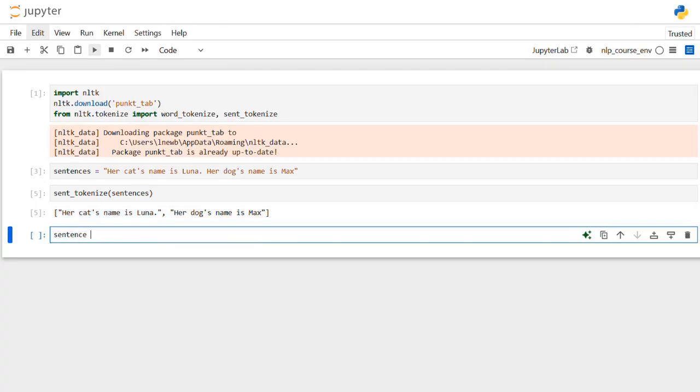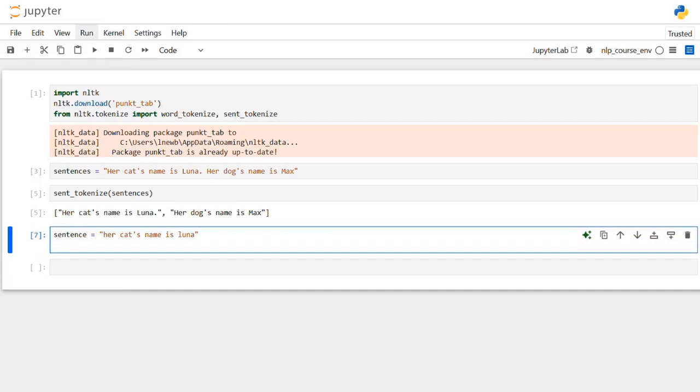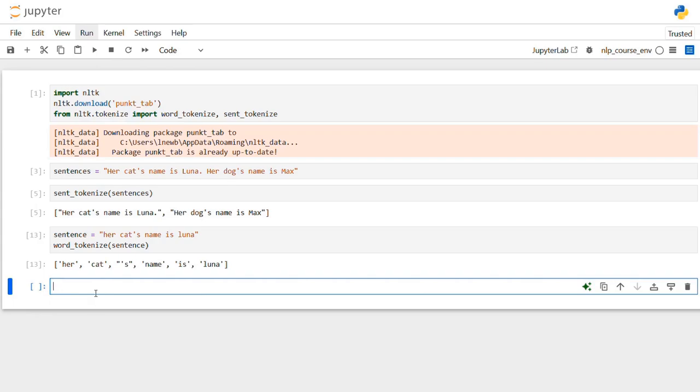Next, let's try word tokenization. Take the sentence "Her cat's name is Luna" and store it in a new variable. Then run the word_tokenize function on it. Yes, the sentence is split into individual tokens, where each word becomes its own token.